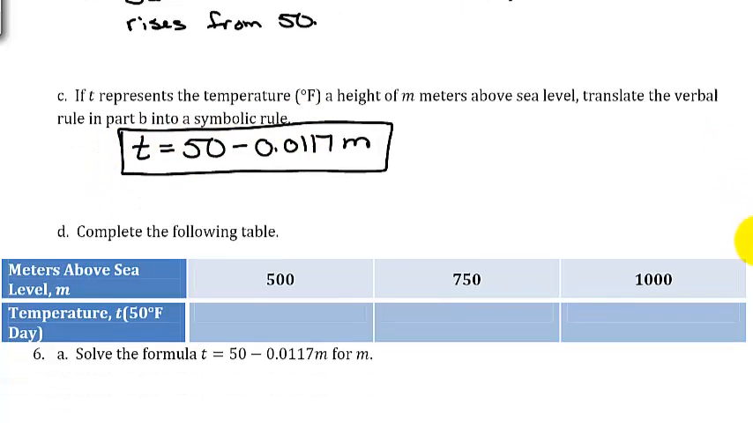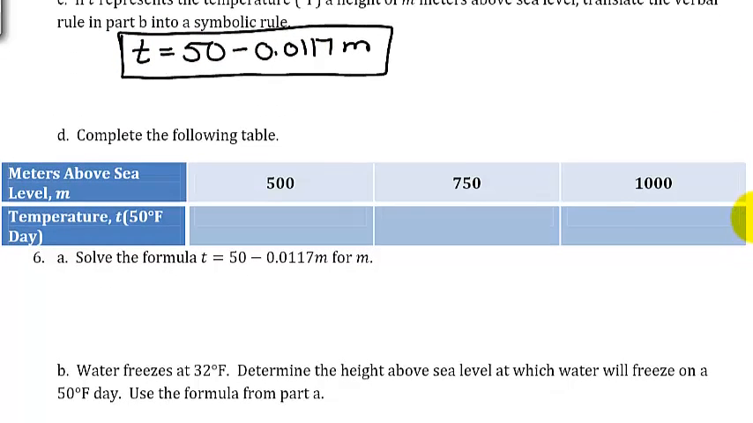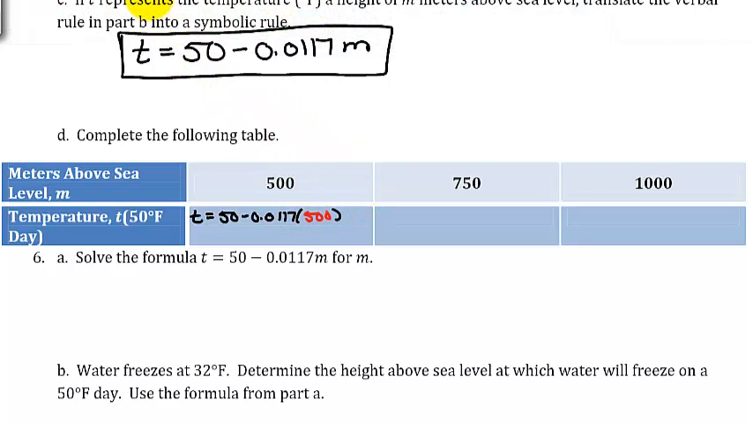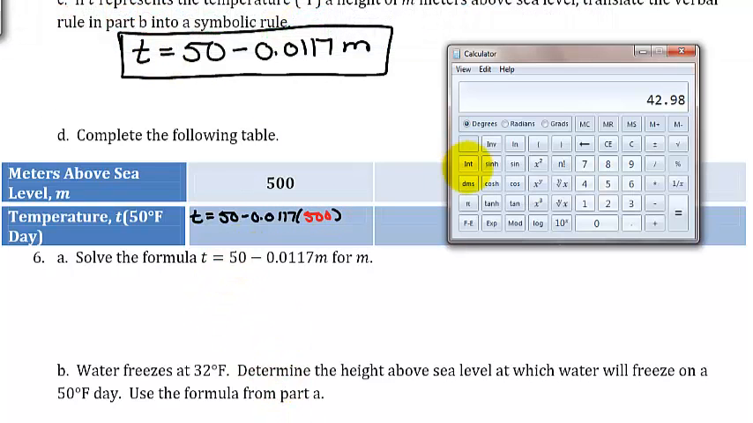And now we want to use that equation to complete the table. So we're going to plug 500 in, so that T equals 50 minus 0.0117 and then times the 500. And again, we can just do that calculation right on our calculators. So 50 minus 0.0117 times 500. And we get 44.15.